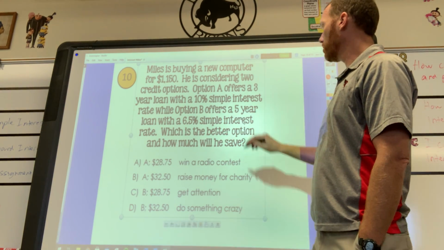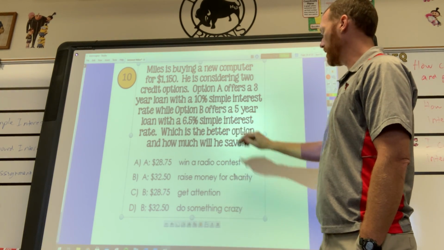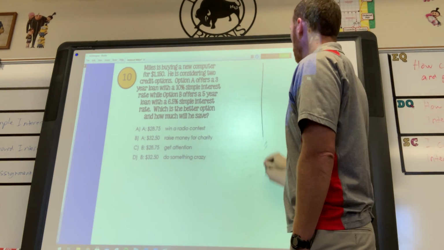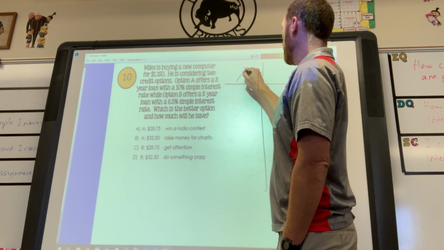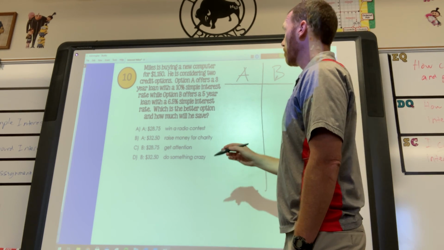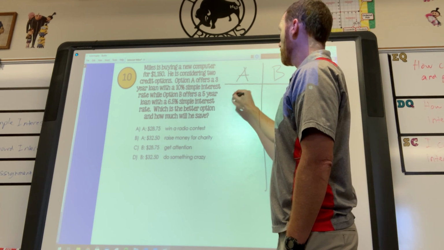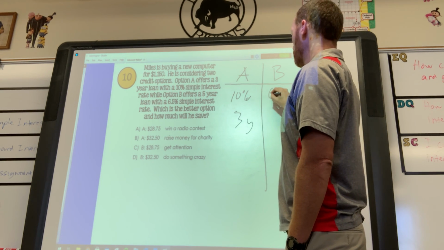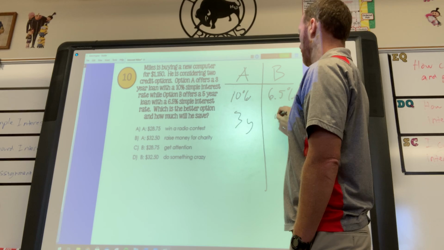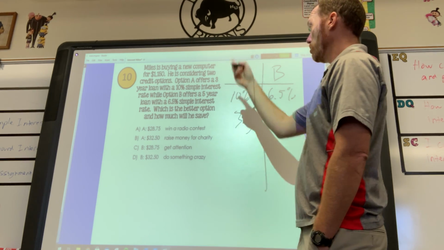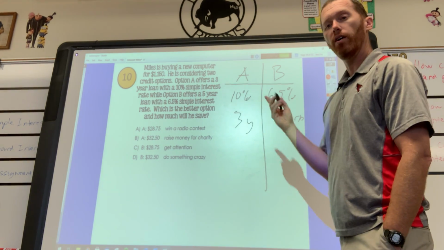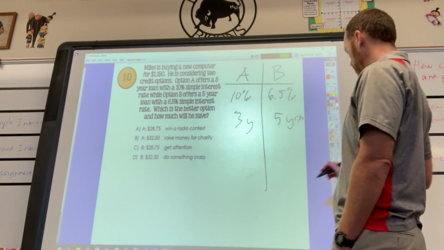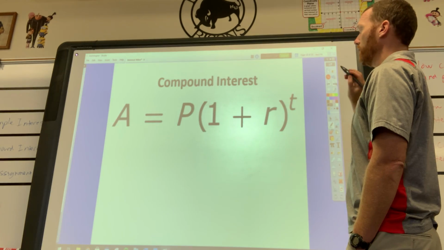Last one like this. Miles is buying a computer. He's got two options, option A and option B. They have two different interest rates and two different terms for the loan. So you just need to make an A side and a B side, and write the A numbers, which are 10% in 3 years, and the B numbers, which are 6.5% in 5 years. Then you need to use the same principle for both of them. Figure out which one's less, which one's more, and by how much, and look carefully at the answer choices to get that done.